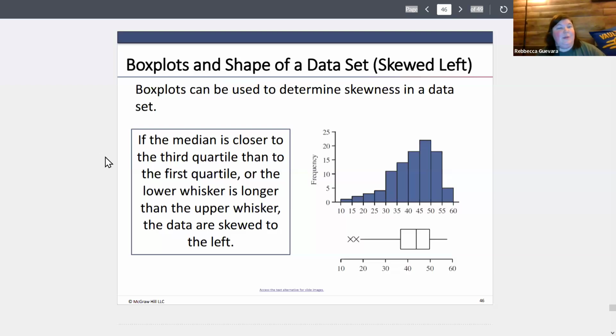So same thing here. If the median is closer to the third quartile than the first quartile, like we see here, it's a little closer. We'll make these boxes match up again. What that means is that the box in this area and this area are supposed to be approximately equal to each other.